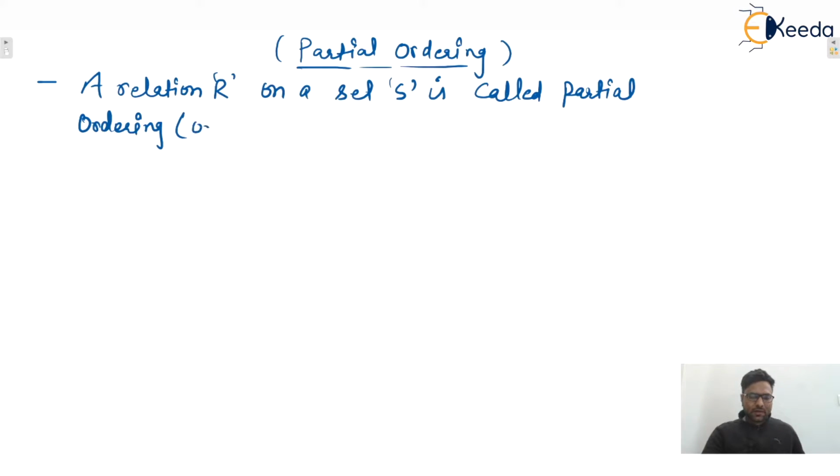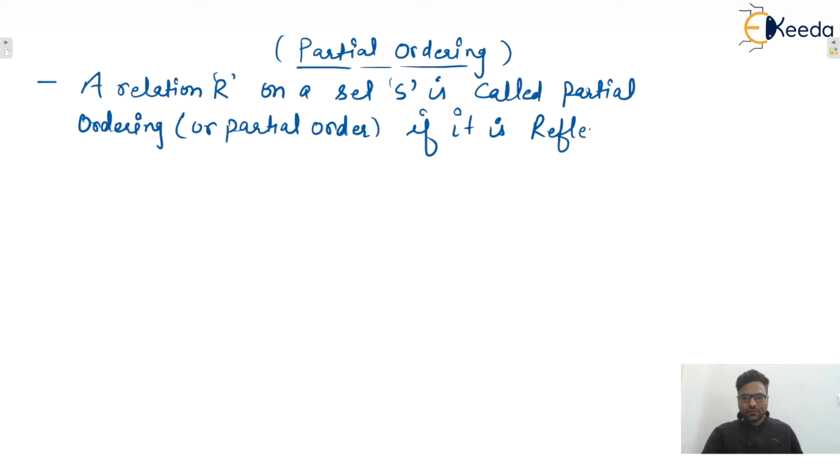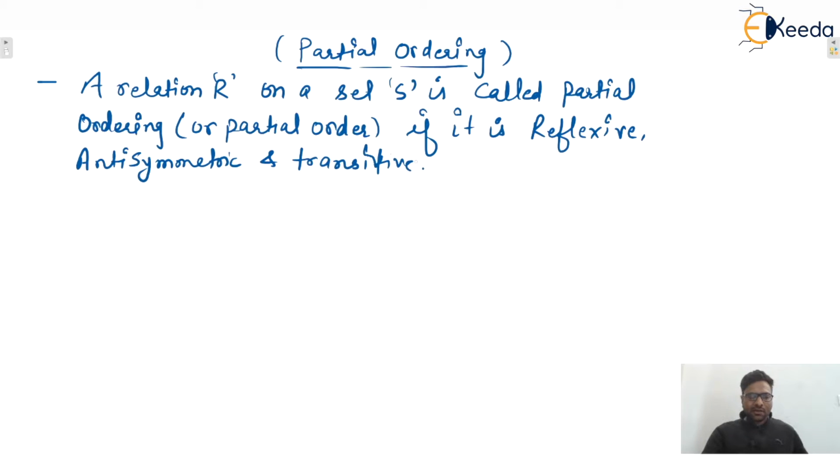or we can say partial order, if it is reflexive, antisymmetric and transitive. So this one is important. A relation capital R on a set S is called partial ordering or partial order if it is reflexive, antisymmetric and transitive.